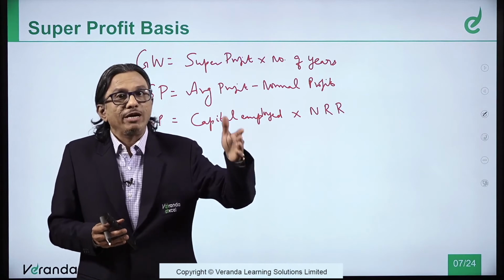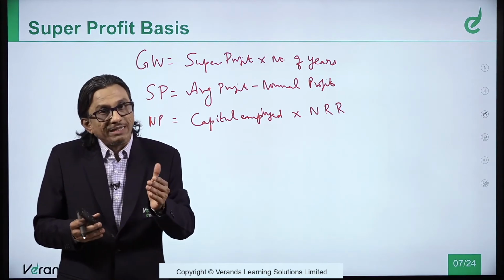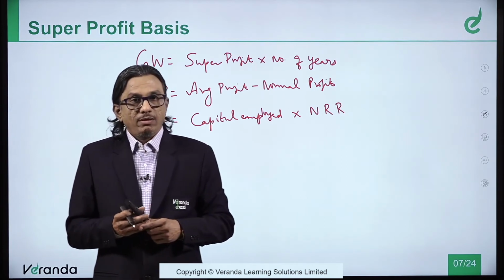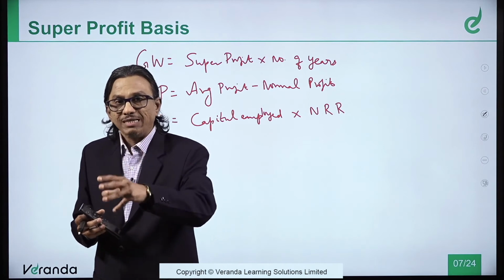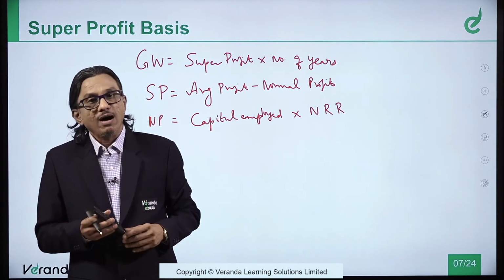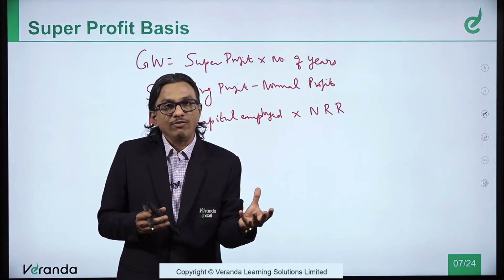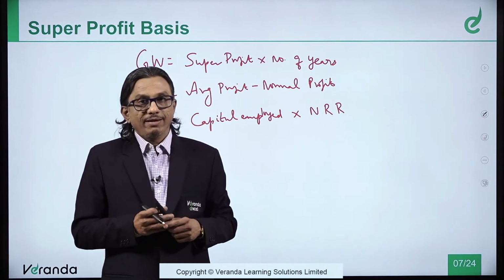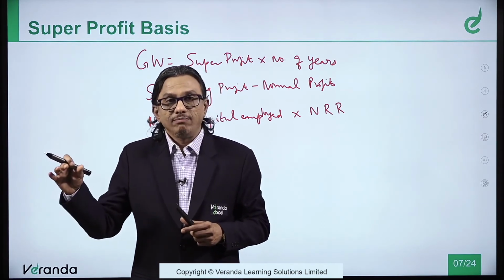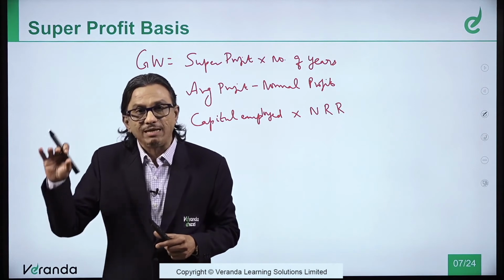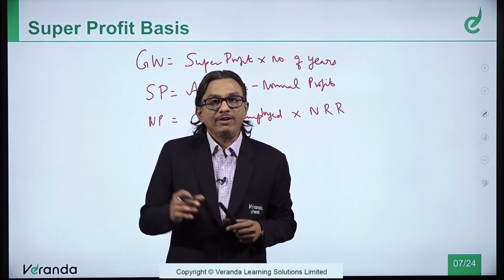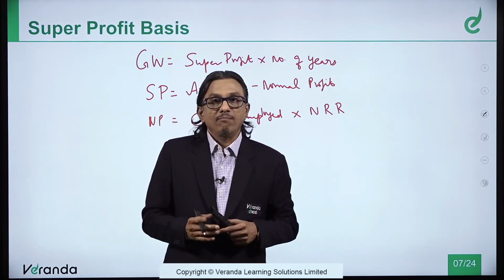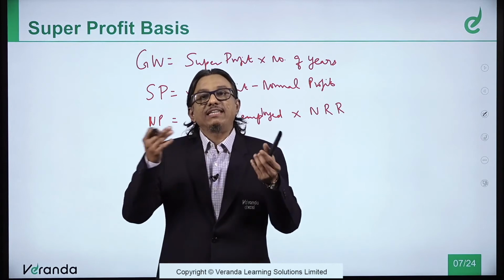What is the capital employed by you? You have to multiply that by the normal rate of return, and you will get the normal profit. It means that by investing in this business in a certain industry, I should have made a profit of 50,000 rupees. Suppose my investment is 5 lakh. The rate of return is 10%. So, by investing in this business in the particular industry, my normal profit should have been 50,000. But my average profit is 70,000.